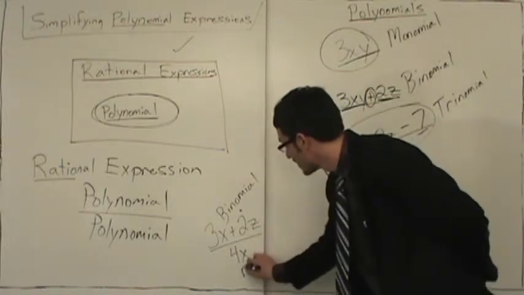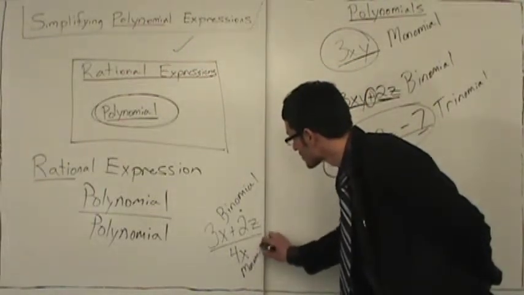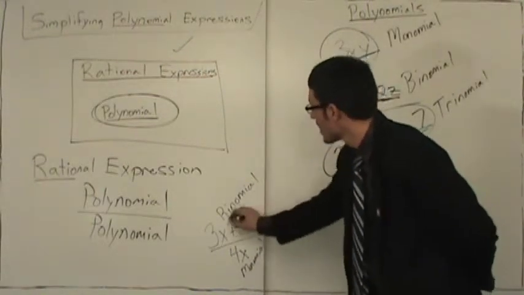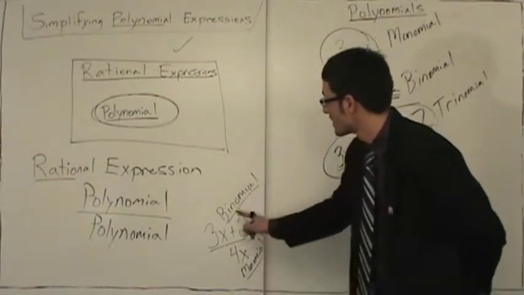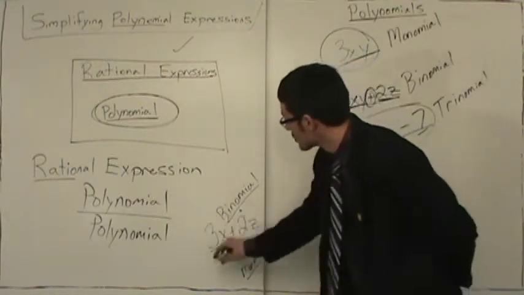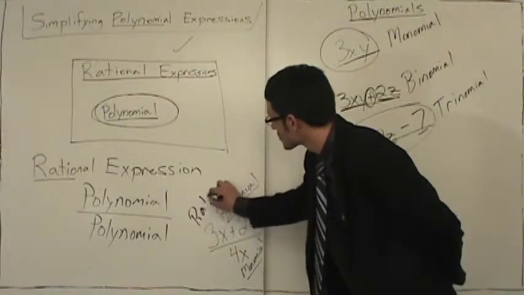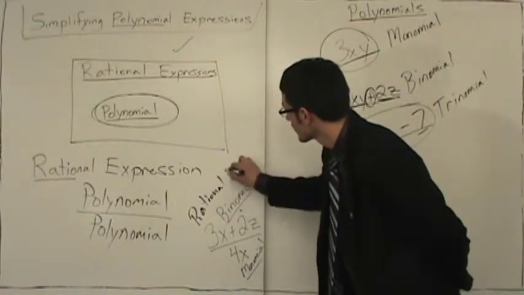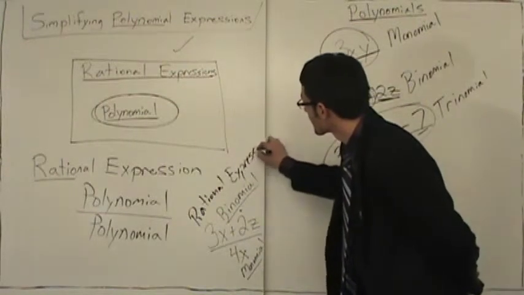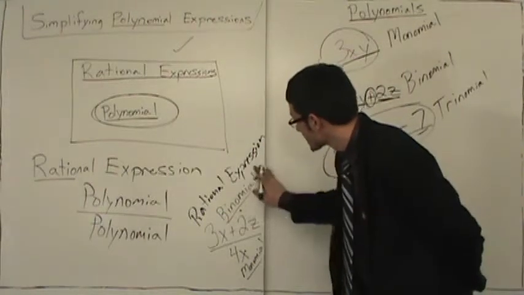On the bottom we have what? A monomial. So we have binomial divided by monomial, or polynomial divided by polynomial. This is a rational expression. So you will name this on a quiz: rational expression.